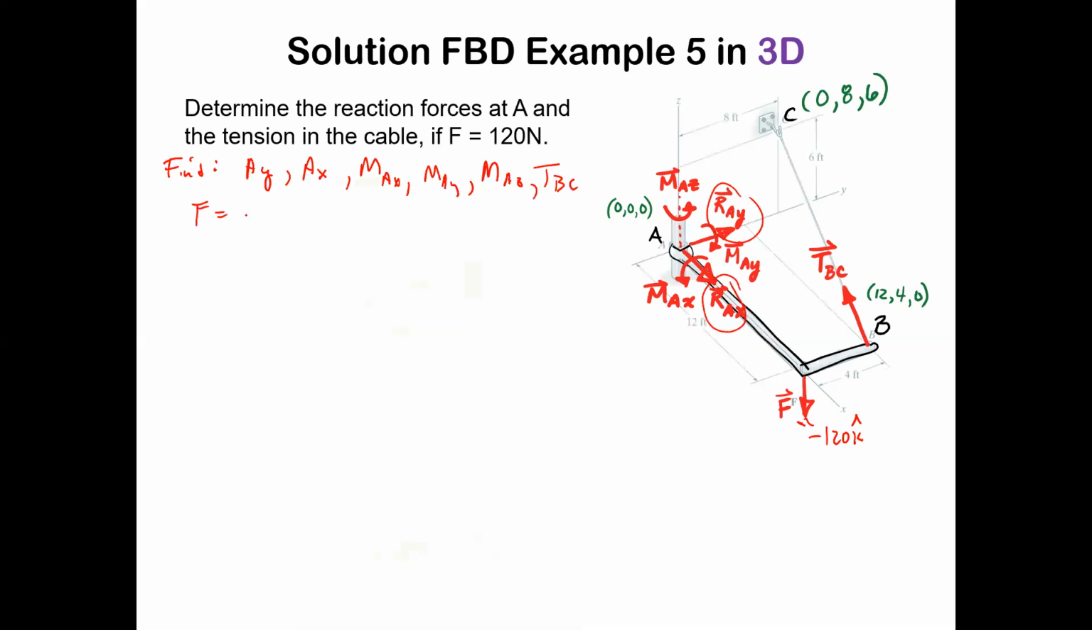So again, F equals minus 120 newtons in the K direction. And then we're also going to have to figure out the whole position vector thing for TBC. That's pretty time consuming, but let's just crank it out here. So TBC, if you've got those 2 points located, is going to be the unknown magnitude times the unit vector in the BC direction.